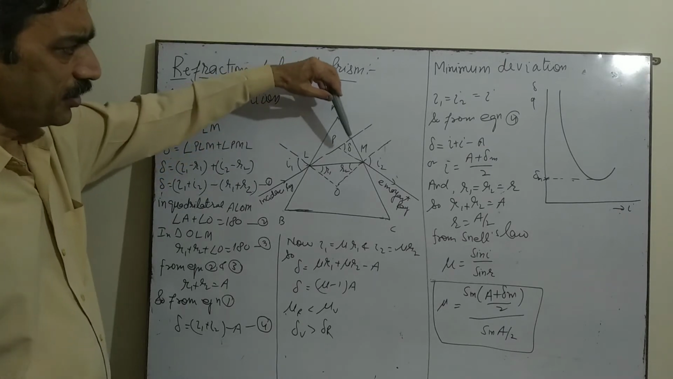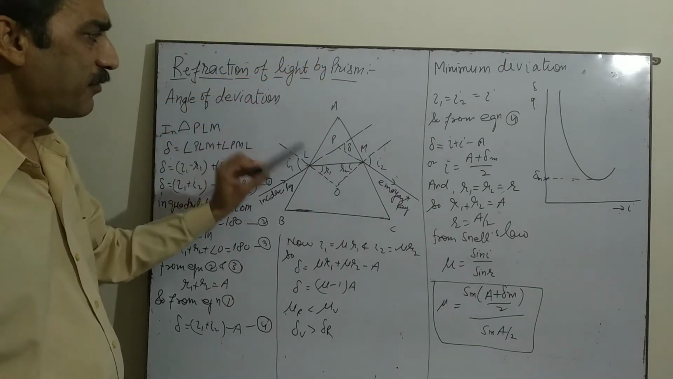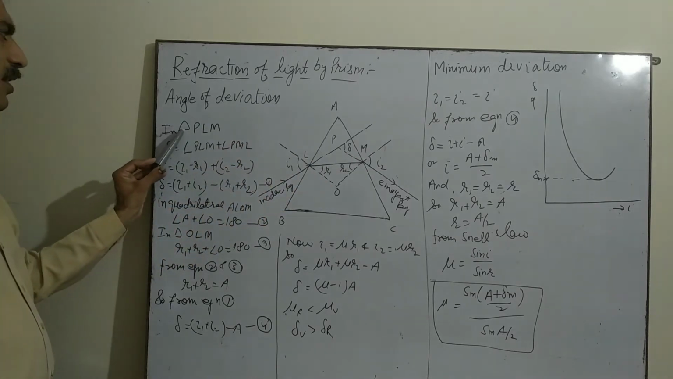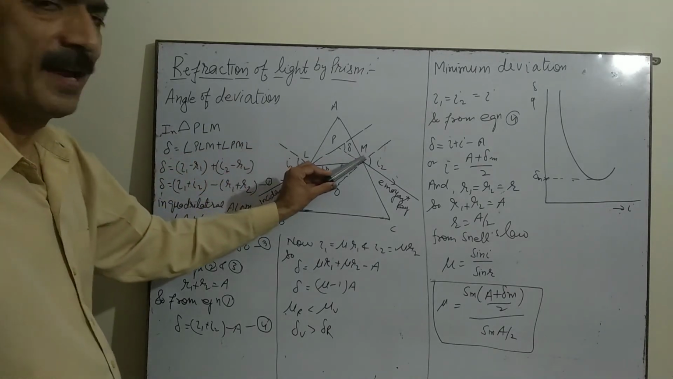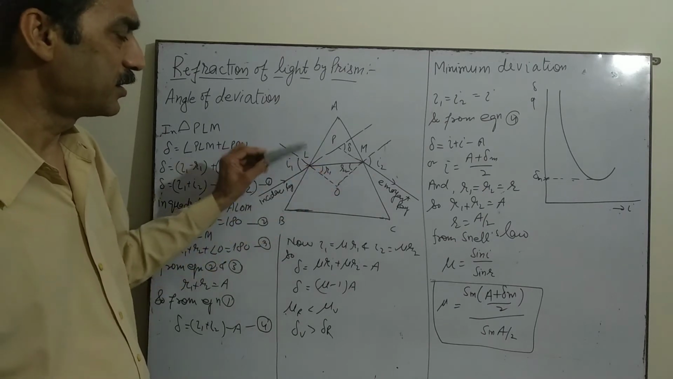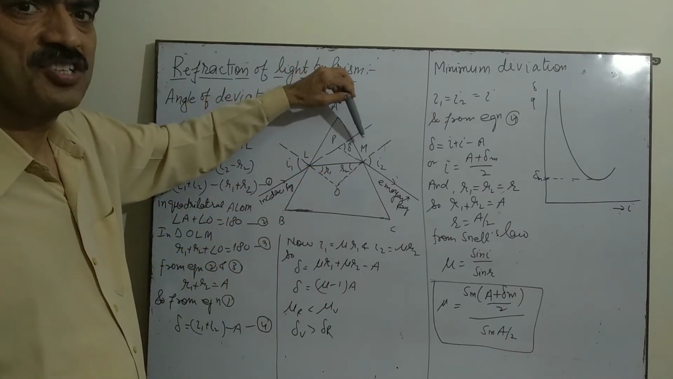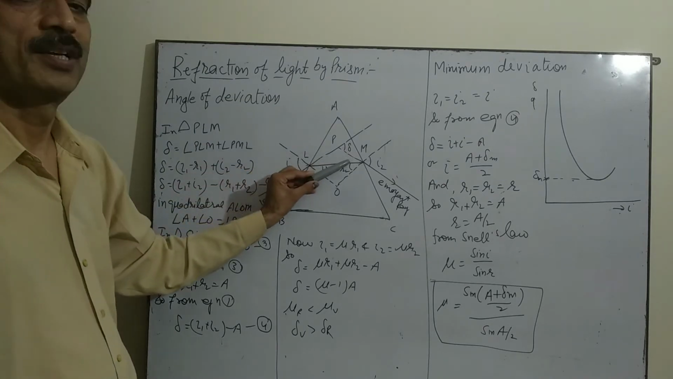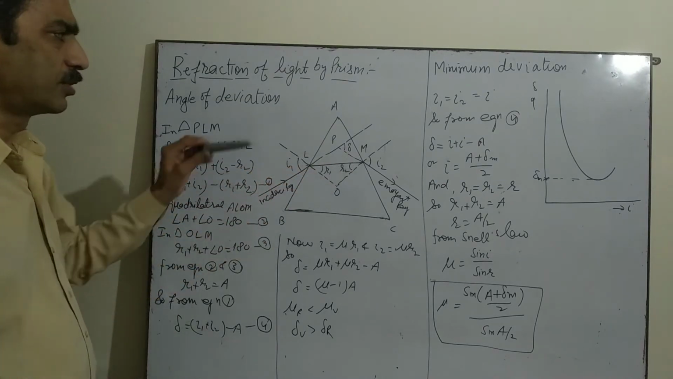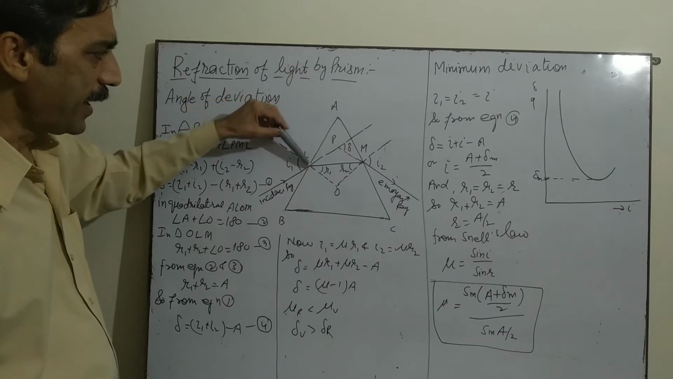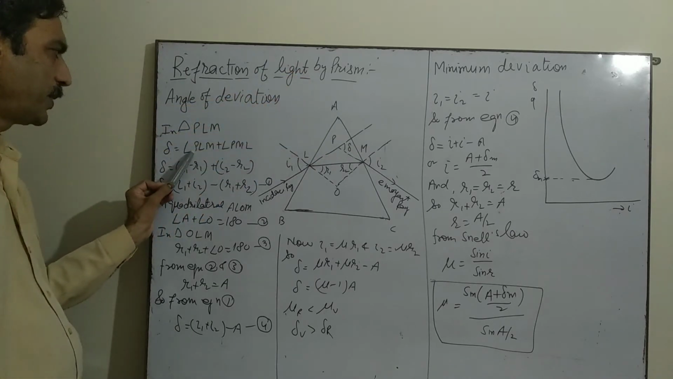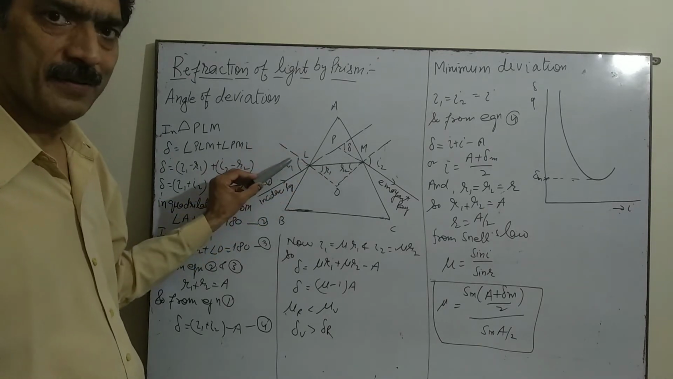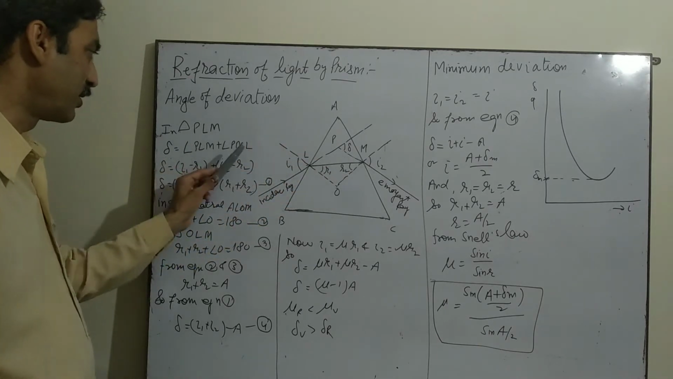Angle of deviation, delta, is the exterior angle. If we consider the triangle PLM, in this triangle, delta is the exterior angle. It should be equal to the sum of interior opposite angles. That is, delta is equal to angle PLM plus angle PML. This is the exterior angle theorem.